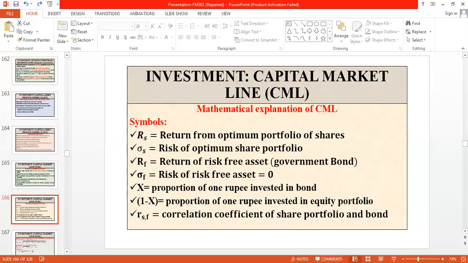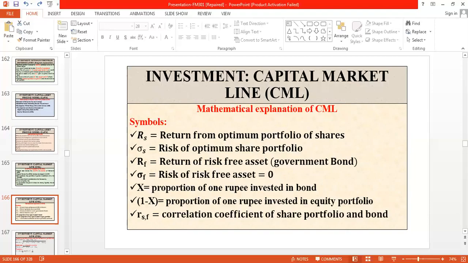Now, how will the combinations work? For combining, we will assume some symbols and gradually apply some mathematical concepts to get the result. The first symbol is Rs, meaning return from the optimum portfolio of shares. Then sigma s, the risk of the optimum share portfolio. So these two are the optimum portfolio developed by using the Markowitz model.